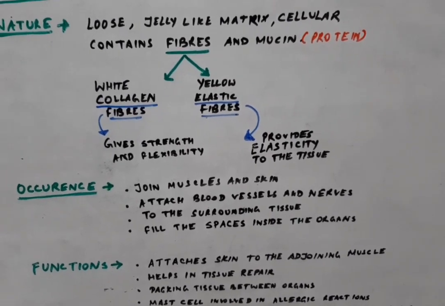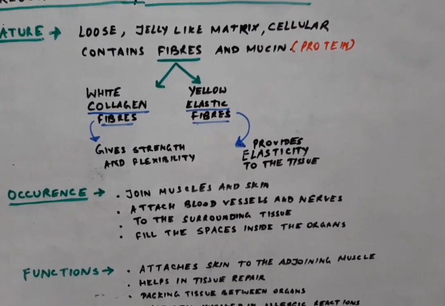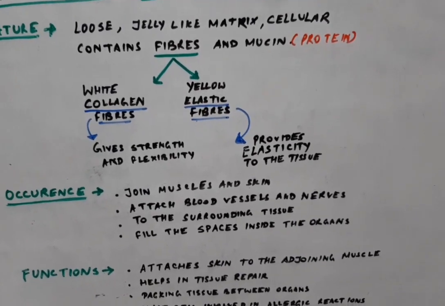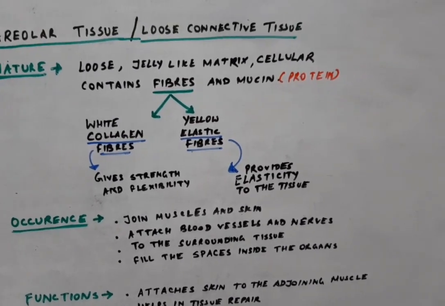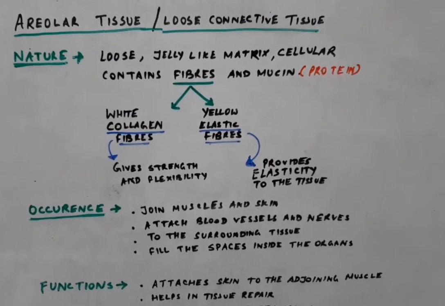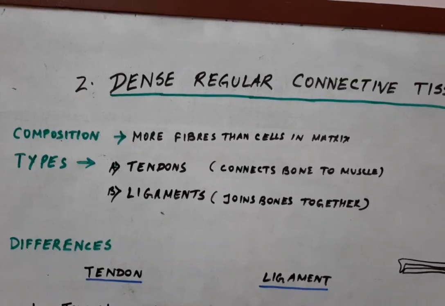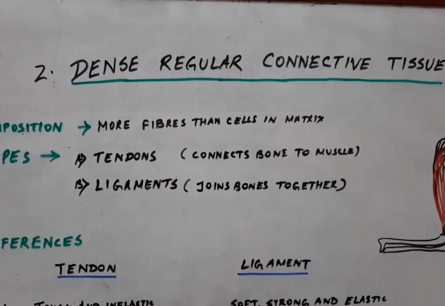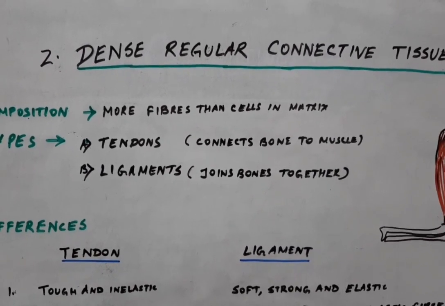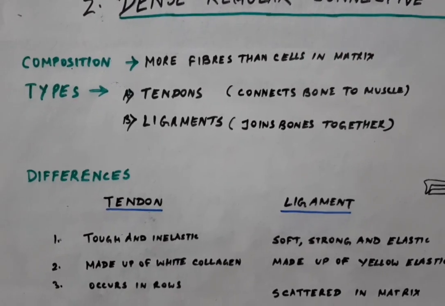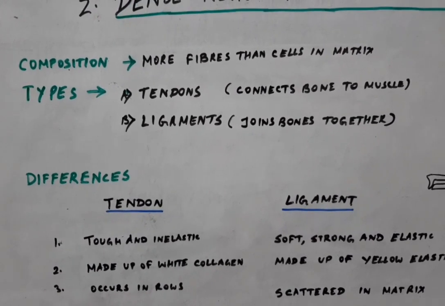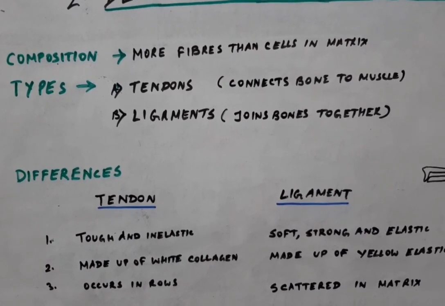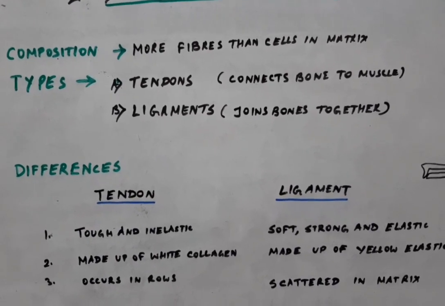The next type of connective tissue is dense regular connective tissue. So let's have a look at the dense regular connective tissue. Now the second type of connective tissue is the dense regular connective tissue. The tissues are fibrous connective tissues. They are generally arranged in a systematic and dense packing of fibers and cells.